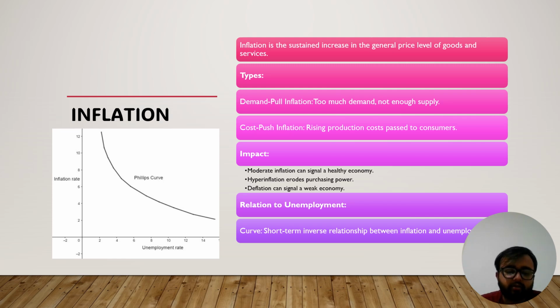How is this related to unemployment? There is a short-term inverse relationship between inflation and unemployment, as you all can see in the graph that I have posted here.